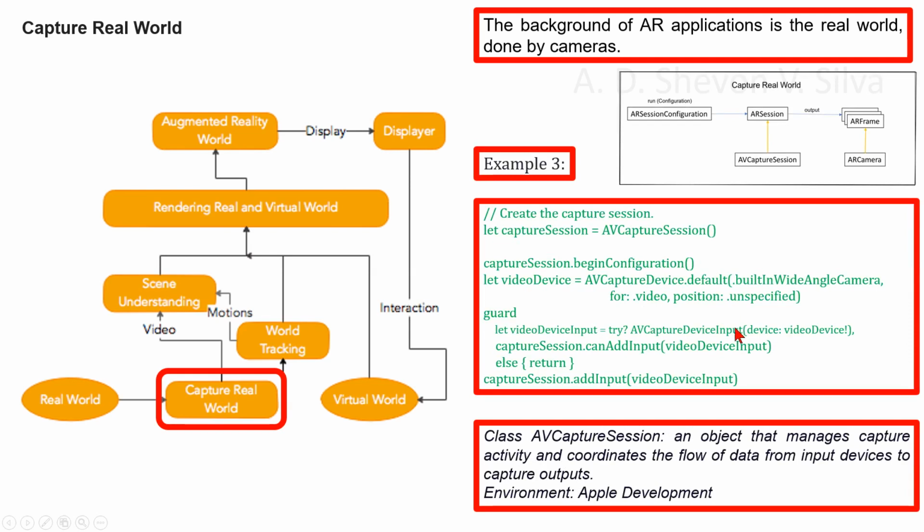As an example three, we can consider this code segment. Here you can see AVCaptureSession. This is the class AVCaptureSession, an object that manages capture activity and coordinates the flow of data from input devices to capture outputs.